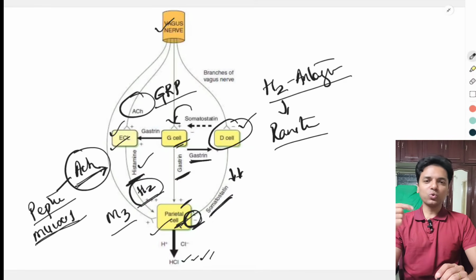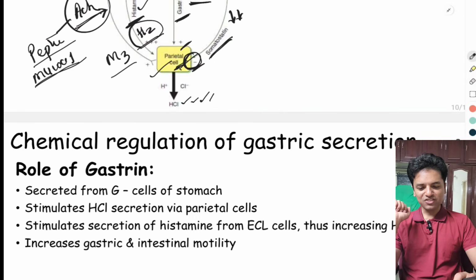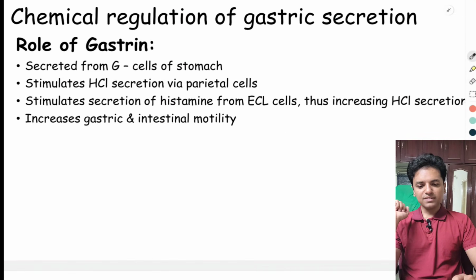So in the vagus we have cholinergic as well as non-cholinergic fibers. The cholinergic are the ones which are stimulating the parietal cells as well as the ECL cell. So this is what you are supposed to write for the neural regulation of the gastric juice secretion. Next, let's come to the chemical regulation of the gastric juice secretion.